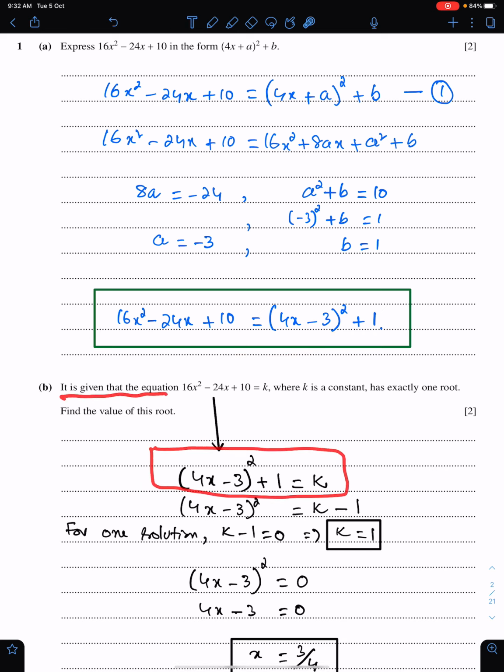It is given that this equation, where k is a constant, has exactly one root. One root means this expression must be 0, because if this expression is 0, then we get one answer. So has exactly one root means this expression must be 0. This is the logic of this statement. Find the value of this root means find x.